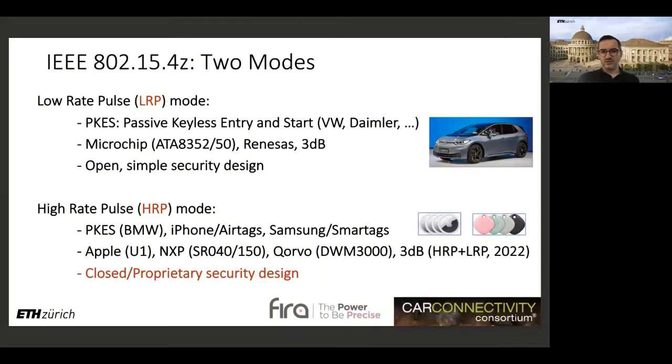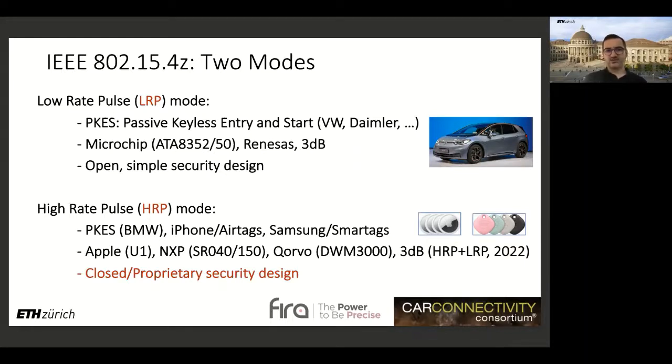So why is ultra-wideband interesting? Well, it has already been deployed, even if the standard is now only a year old. The industry has been working on this for some years. From the side of ETH, and also an ETH spin-off, 3db, we're also involved in the standardization efforts. So this has been happening already for some years.